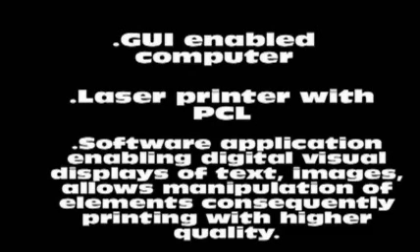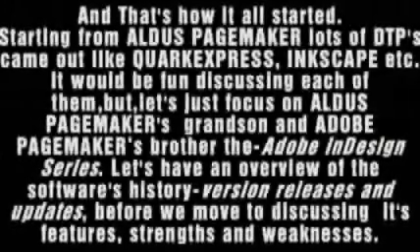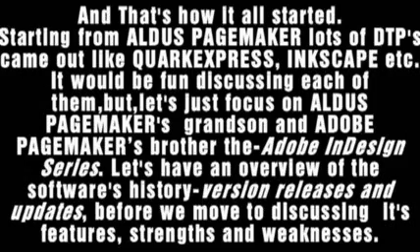Preceding this system required the utilization of separate entities for text and image using non-computer-based procedures such as e-scales and paste-up. They used traditional ways to put together the production of a publication along with large, complex phototypesetting machines. And that's how it all started. Starting from Aldus PageMaker, lots of DTPs came out, like QuarkXPress, Inkscape, etc.